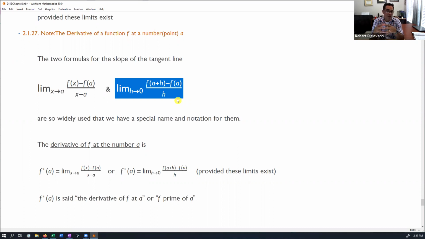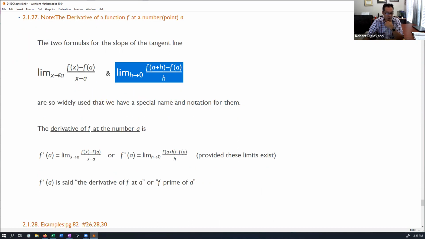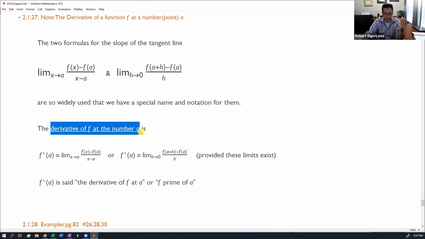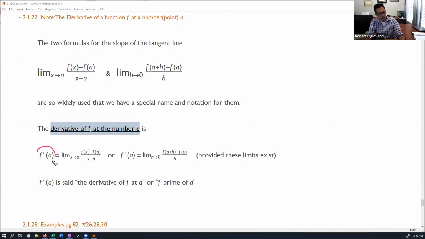These are so widely used, right? We use these so much to find slopes of tangent lines. We have a special name for them, and we have a special notation for them. And the name of this limit is called the derivative of the function f at a, at the number a. That's what it's called, the derivative of the function at a. And the notation we use is this right here. That's our new special notation. And since there were two limits, it can either be this or this. You get to choose which one you want to use.